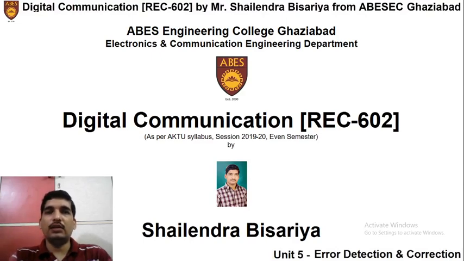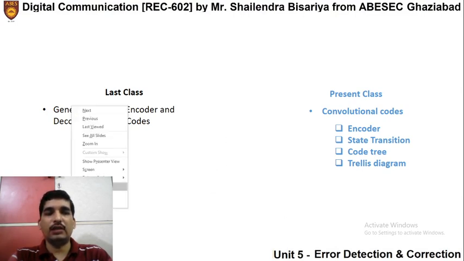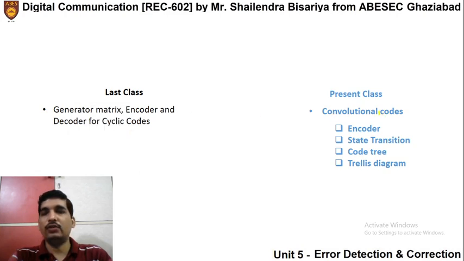Students, in the last class of digital communication, we have discussed the generator matrix, encoder and decoder for cyclic codes. Now, in this class, we will talk about convolutional codes. Here we will start our discussion with the encoder, state transition, code tree and trellis diagram.